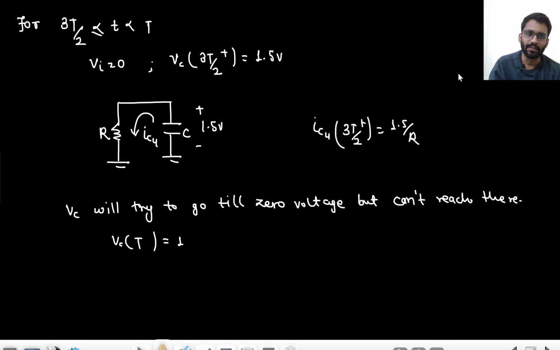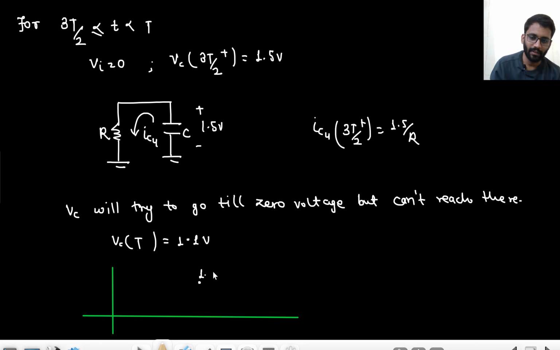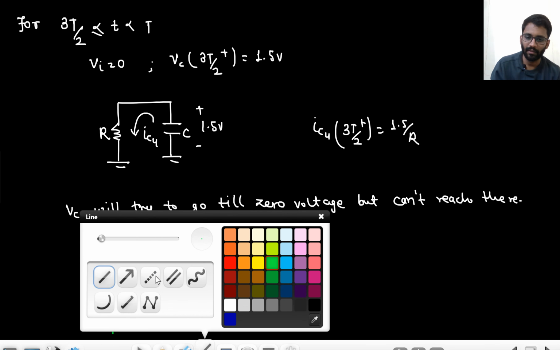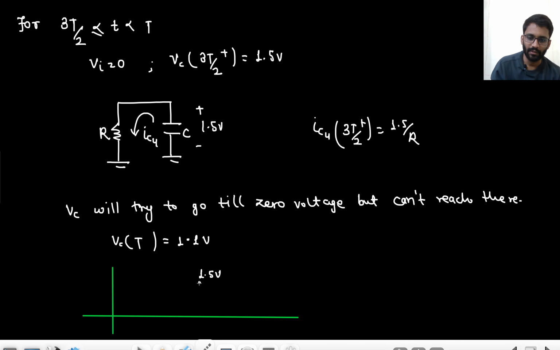Till how much it should discharge? We don't know the exact value. We are not considering the value as well. We are just making a rough waveform. Okay. For numerical examples, we will see examples, so there you will understand. But now understanding the concept is important. So let's just assume it is discharged to 1.1 volt. So what is happening here? This was 1.5 volt and it discharged to 1.1 volt till here.